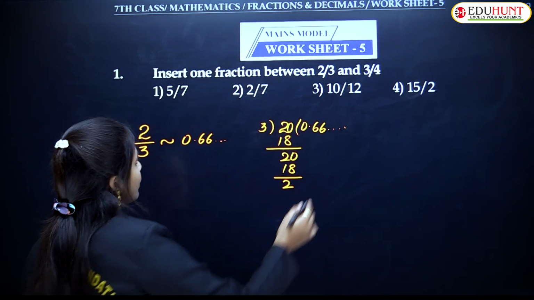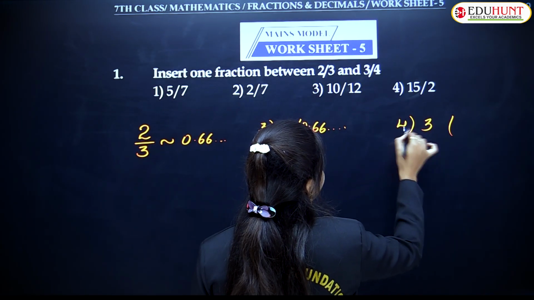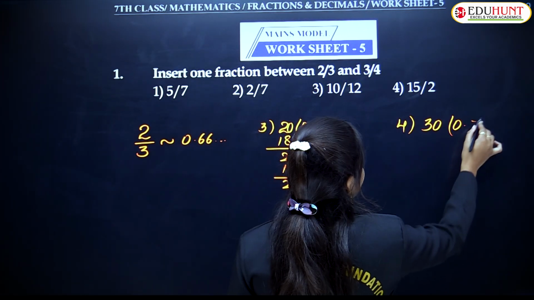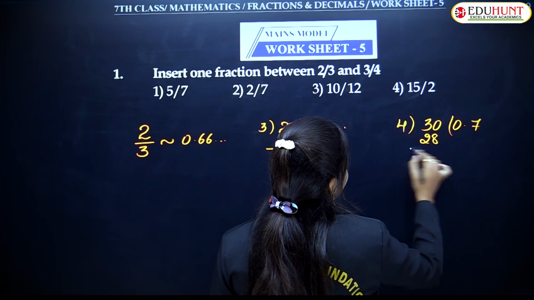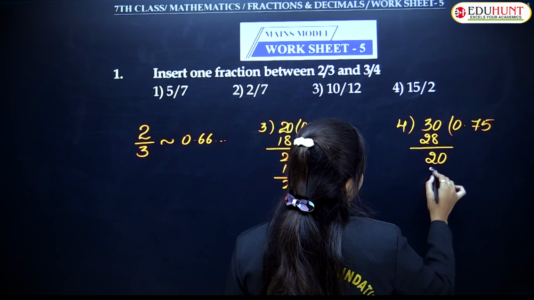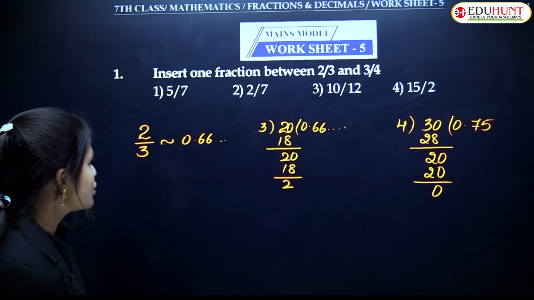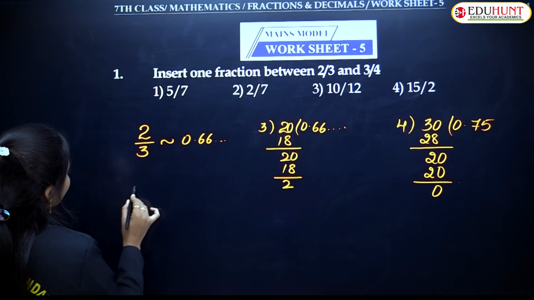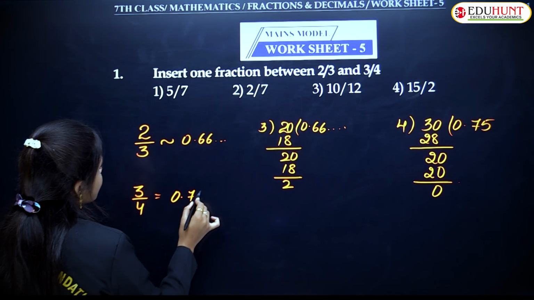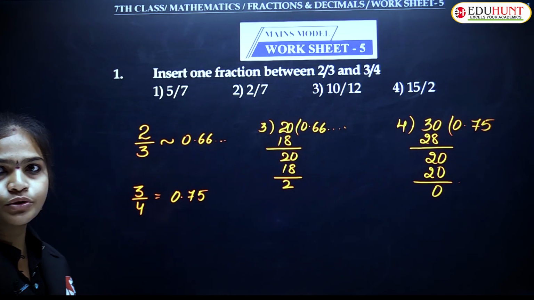Come to the next number, 3 by 4. 3 by 4 means 3 divided by 4. 0, and keep that 0. 4 sevens are 28, left over 2, and keep that 0. 4 fives are 20. The remainder is 0. Understood? So 3 by 4 is exactly equal to 0.75. Am I clear to you on this?